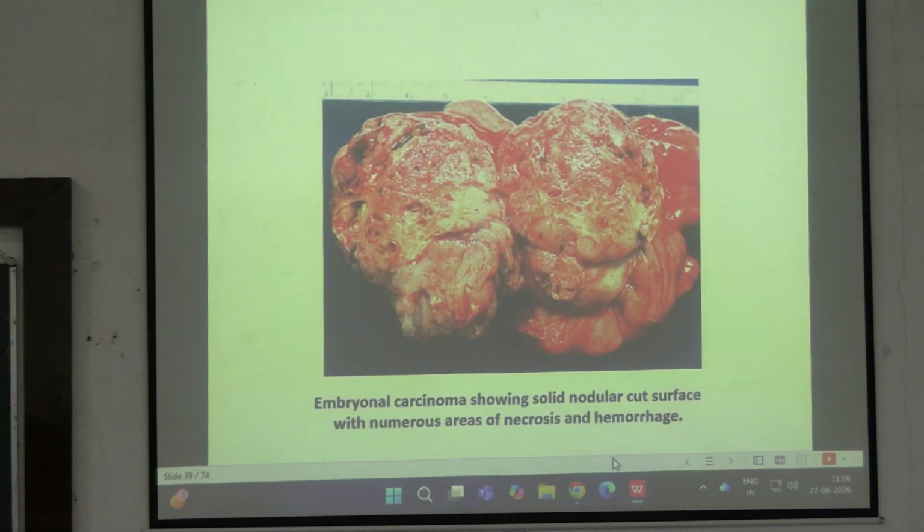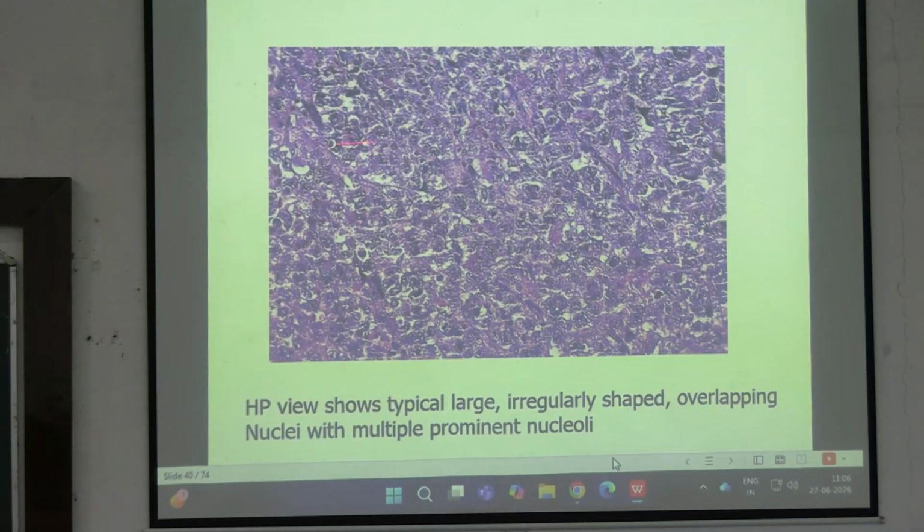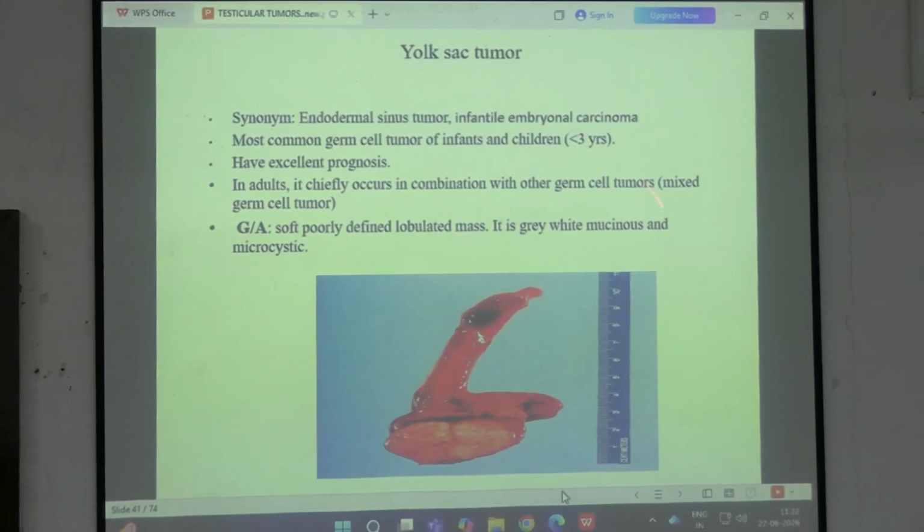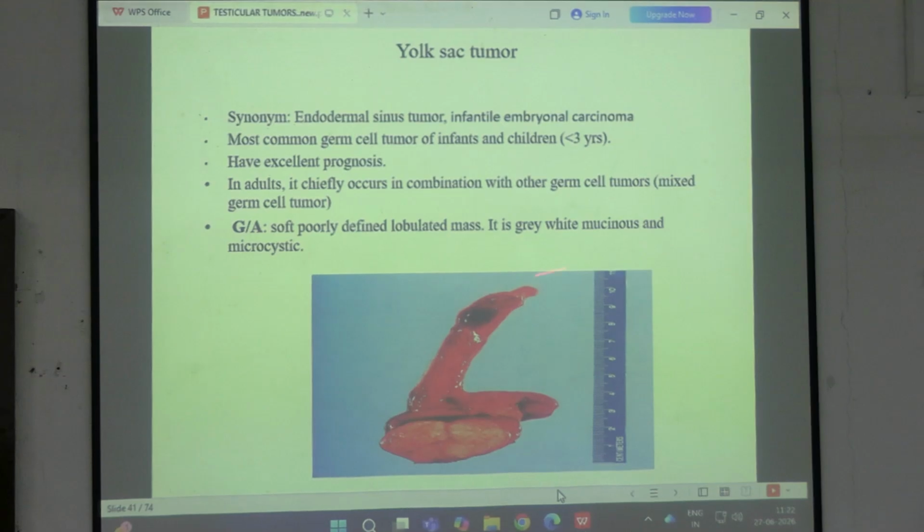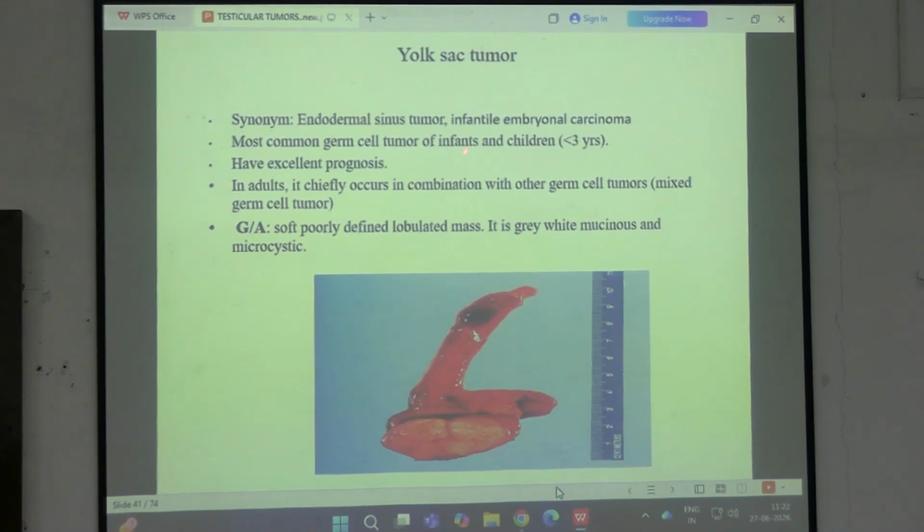Okay. This is the gross appearance. Can you see how irregular and poorly demarcated it is? And you can also see areas of hemorrhage and necrosis. These are the cells we were talking about. Can you see how overtly pleomorphic they look? Look at the nuclei, they are hyperchromatic. This particular tumor has a few other names like endodermal sinus tumor, the most common germ cell tumor in infants and children. This has very good prognosis.